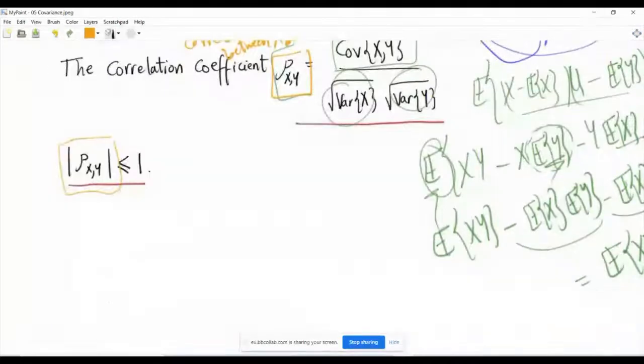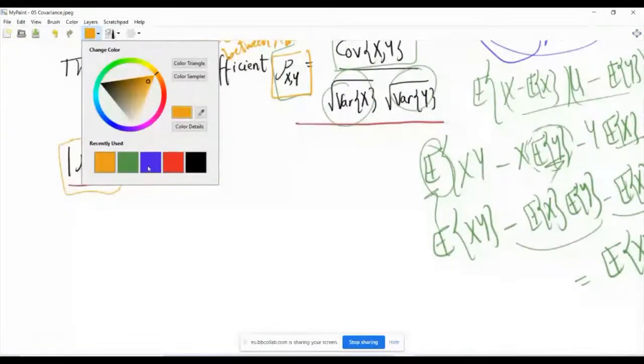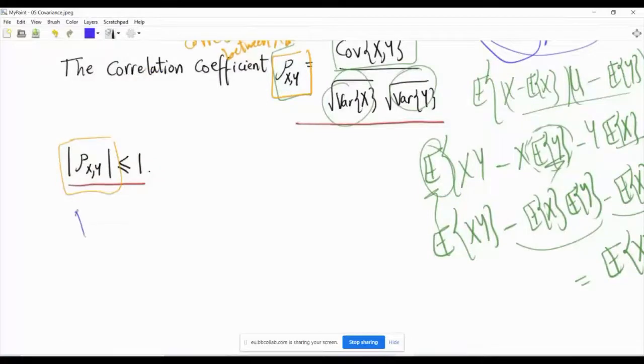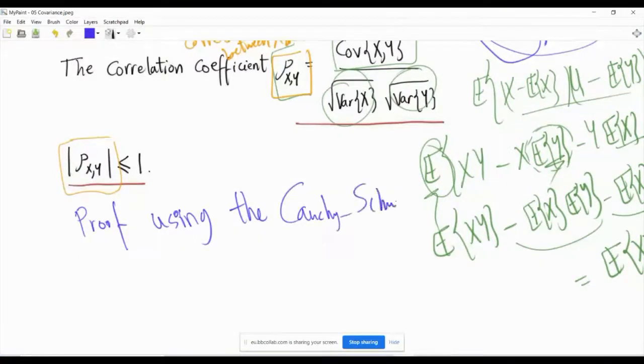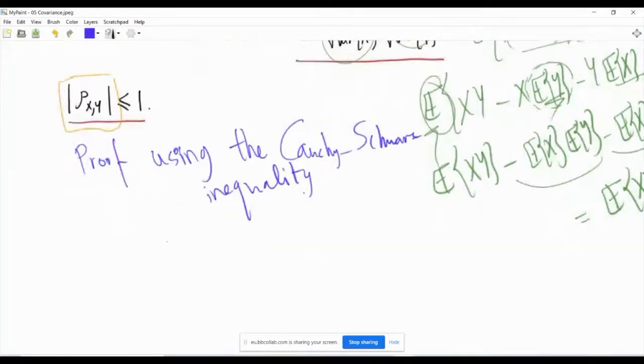And you will take the proof of this. So the proof is using an inequality, the Cauchy-Schwarz inequality, which you will study in the next tutorial session. Okay, and the Cauchy-Schwarz inequality, so if you have A and B, okay.